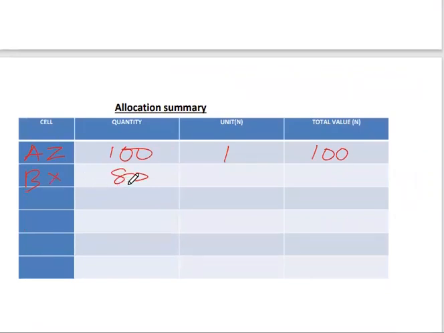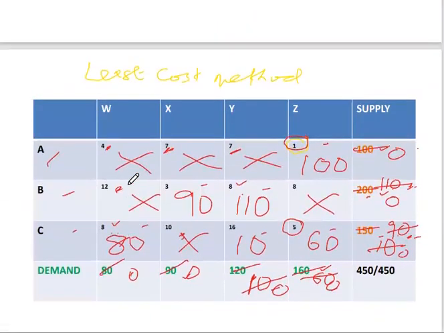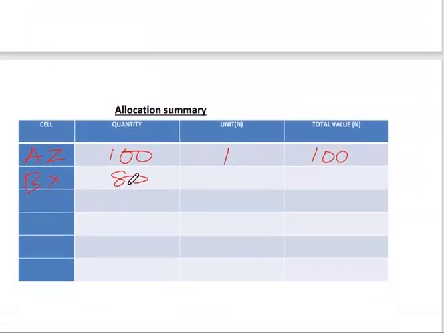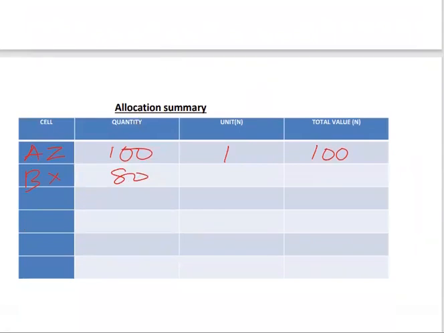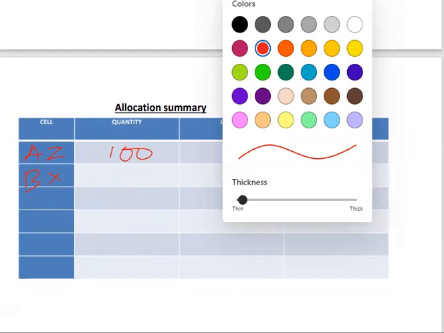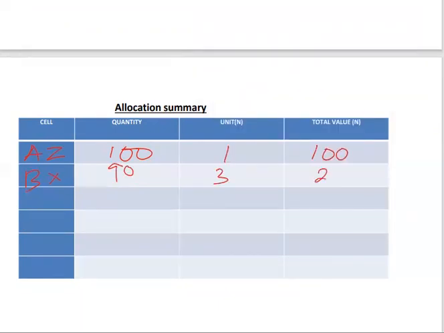Oh, no, I wrote 80. He said BX. Do you have the location? It's 90 and 3, please. 90 and 3 is 270. What was the next allocation, please? BY. What is the quantity? 110. What was the price? 8 naira. So this is 880.